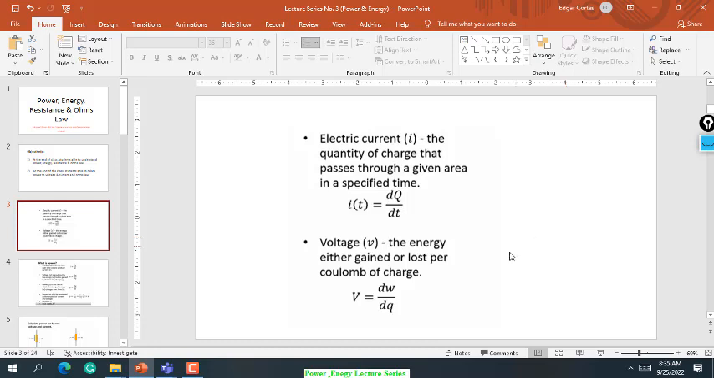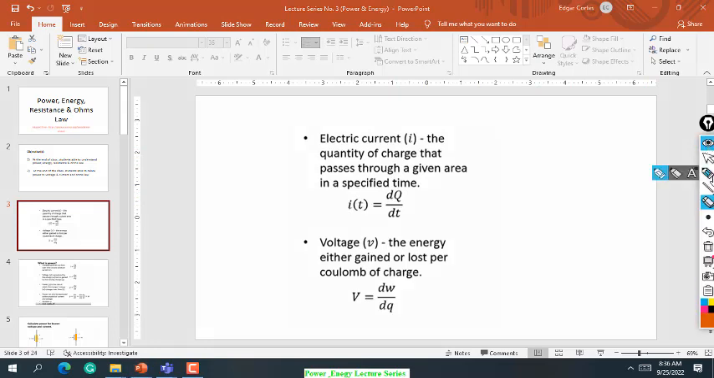What's the video that I shared with you yesterday? We discussed electric current. Electric current is denoted by small letter i, which refers to DC, or direct current. Big letter I sometimes denotes alternating current. This is the quantity of charge that passes through a given area.